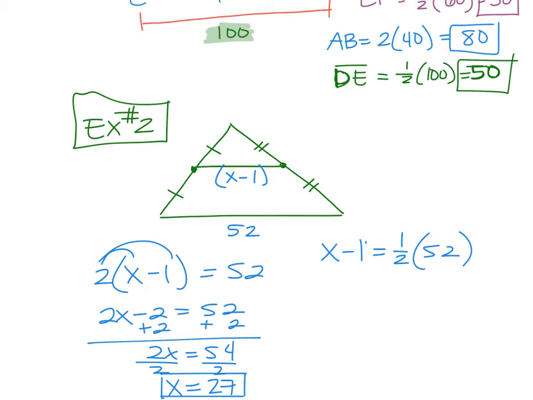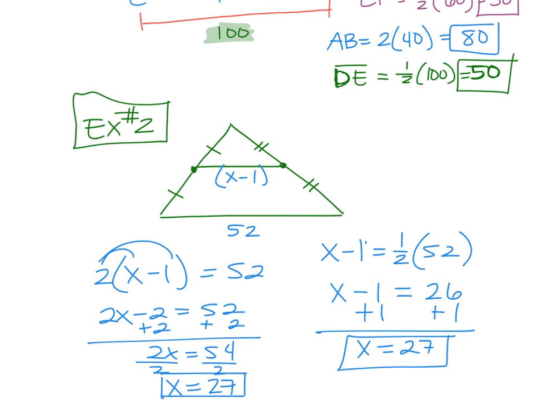Okay? If you do the other route, then you get x minus 1 equals half of 52 is 26, and then you add 1, and you get x equals 27. Okay? So I don't care which one you use. What I do care is that you don't try to use both. I've had it before where people double this one and cut this one in half, and then they set them equal, and that won't work. So make sure you either double the one or cut the other one in half. Okay? Questions on that?